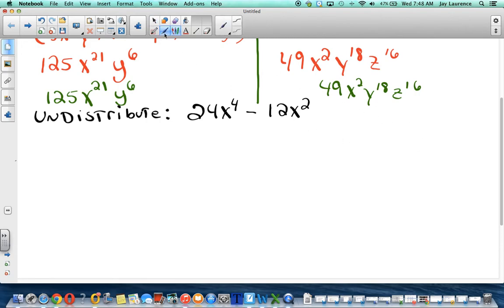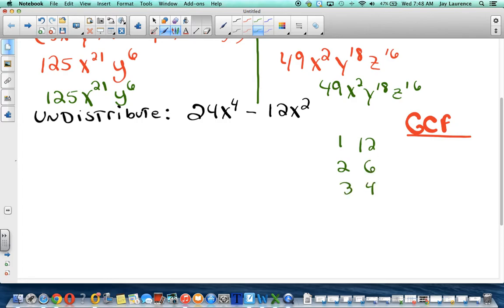The first thing I do is go and find the GCF. I need the GCF of 12 and 24. Well, if I list the factors of 12, I get 1 and 12, 2 and 6, and then 3 and 4. All right, now I ask myself, does 12 go into 24 evenly? It sure does. 12 is a part of my GCF.